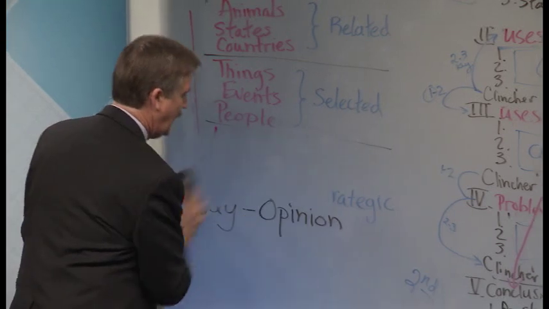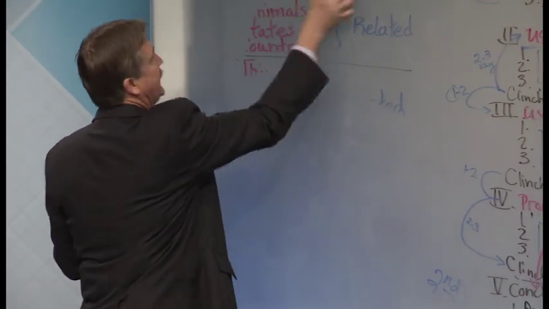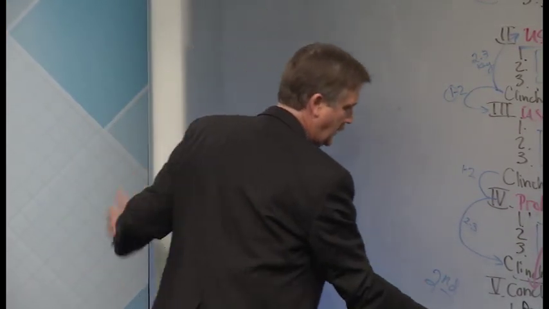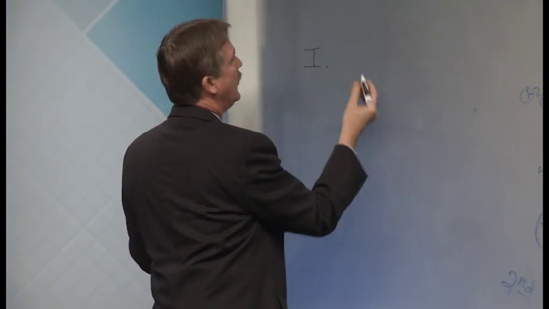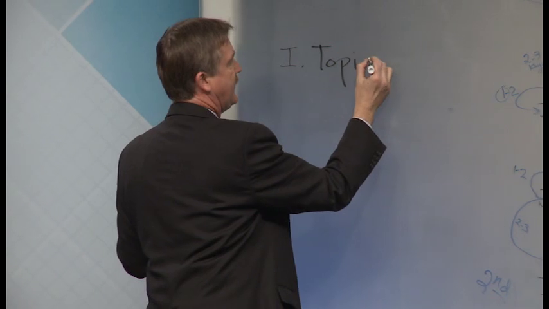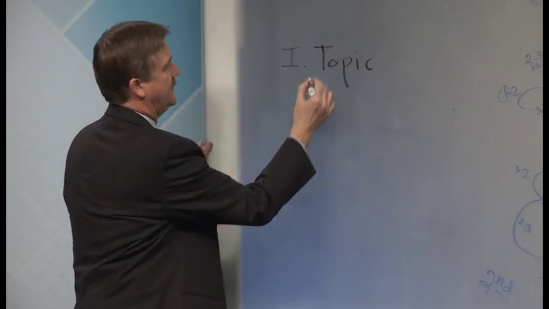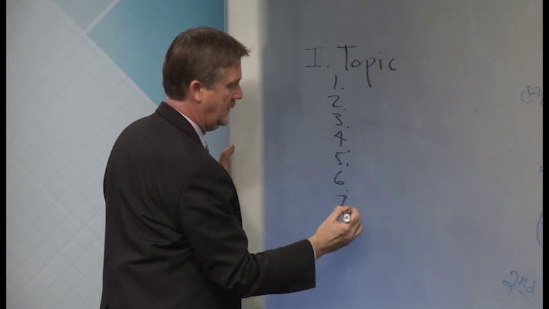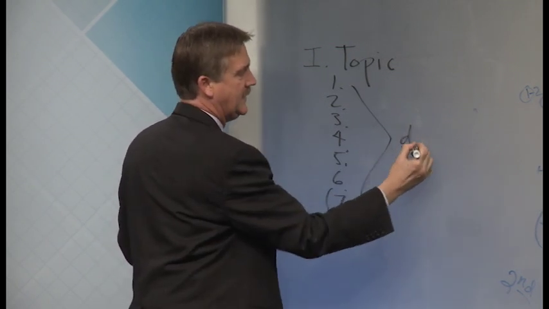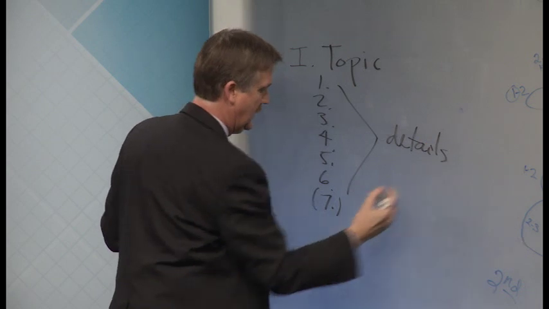So we have given a paragraph model which is very simplistic. So going back to Unit 4, Unit 7: topic sentence, certain number of details, clincher.